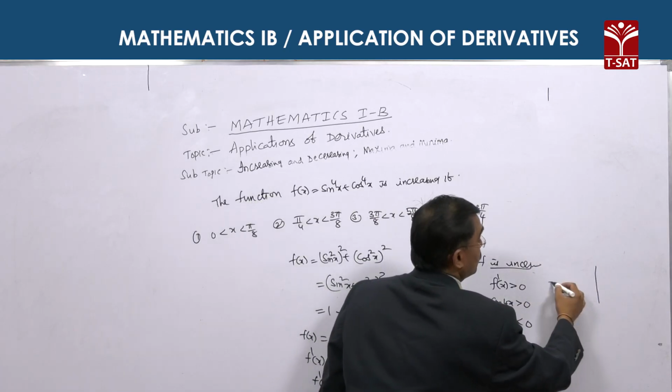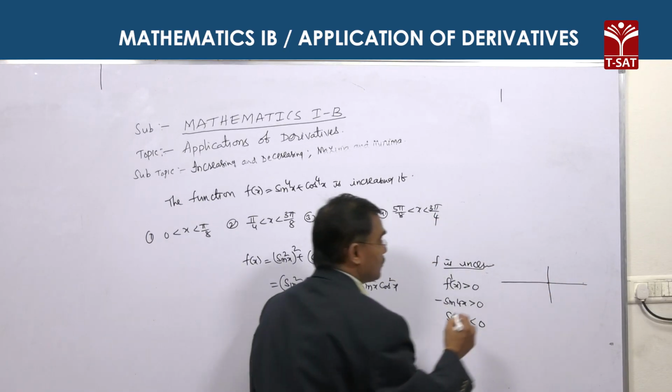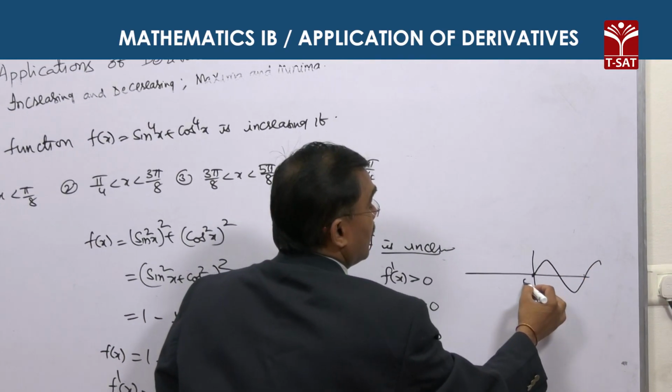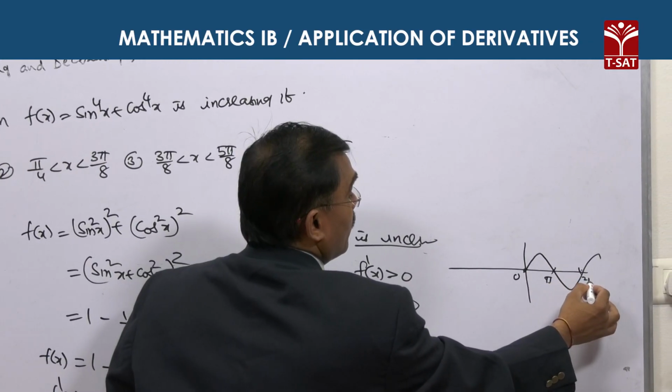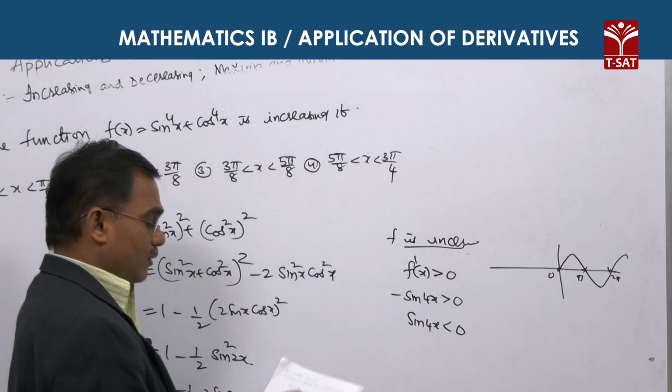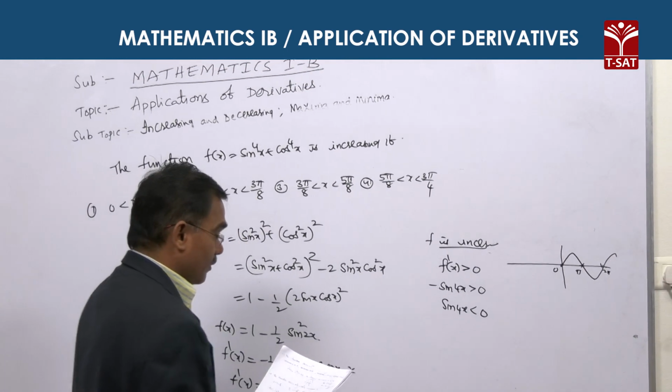What is the sign of sin? Right, you draw the graph. Sin 0 is 0. This is 0, this is π, this is 2π. From π to 2π it is negative, and 3π to 4π is also negative.